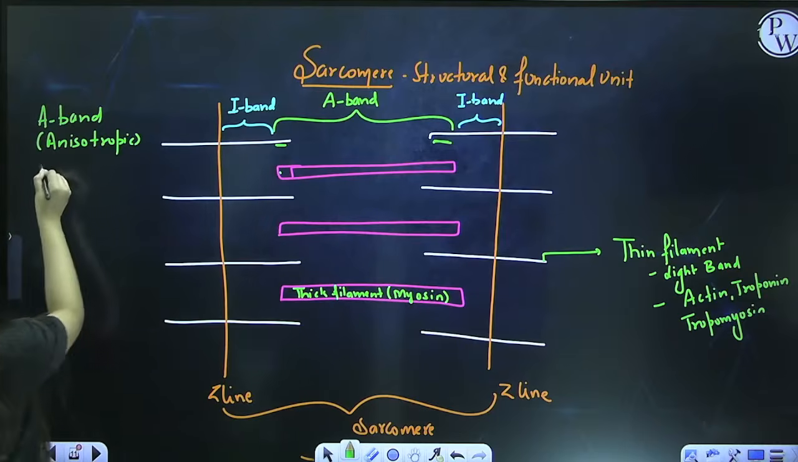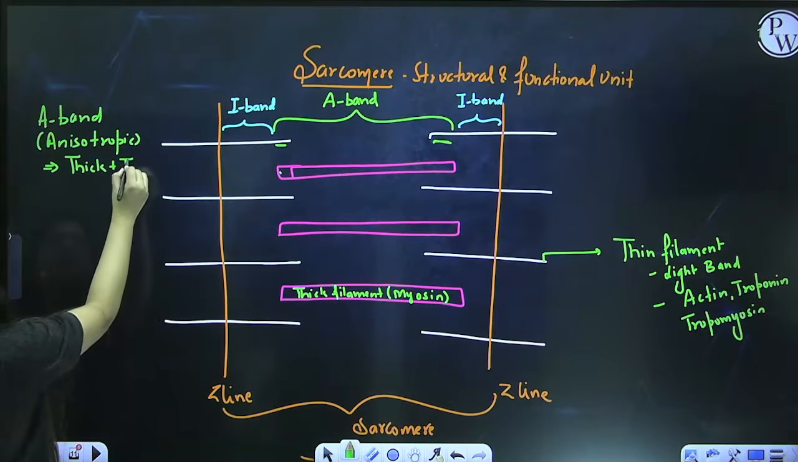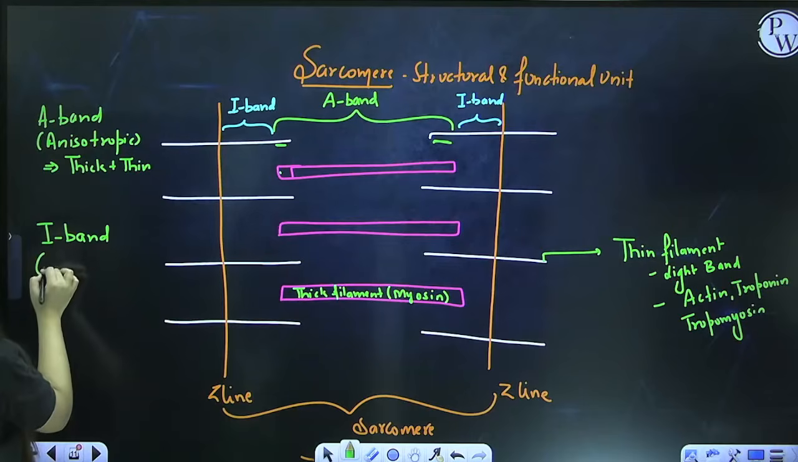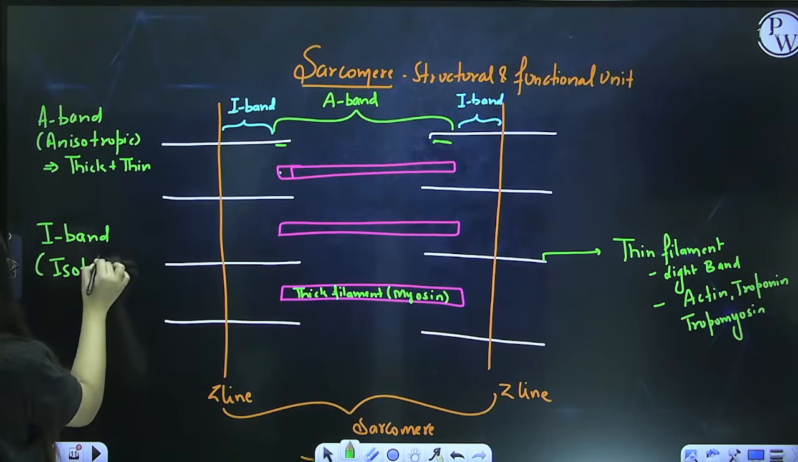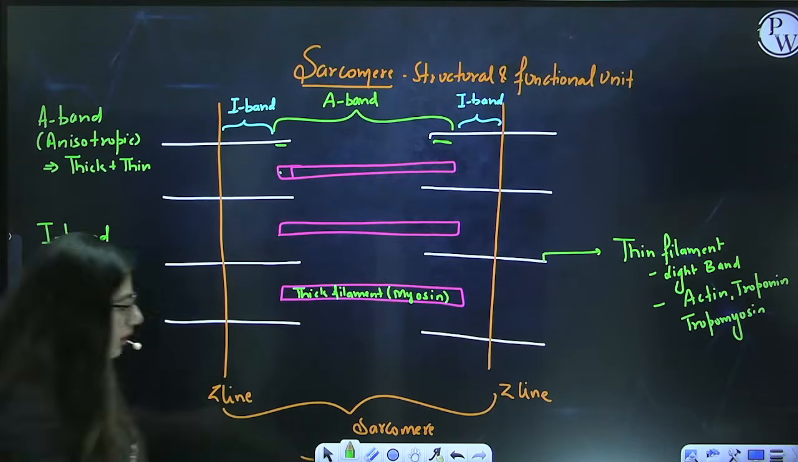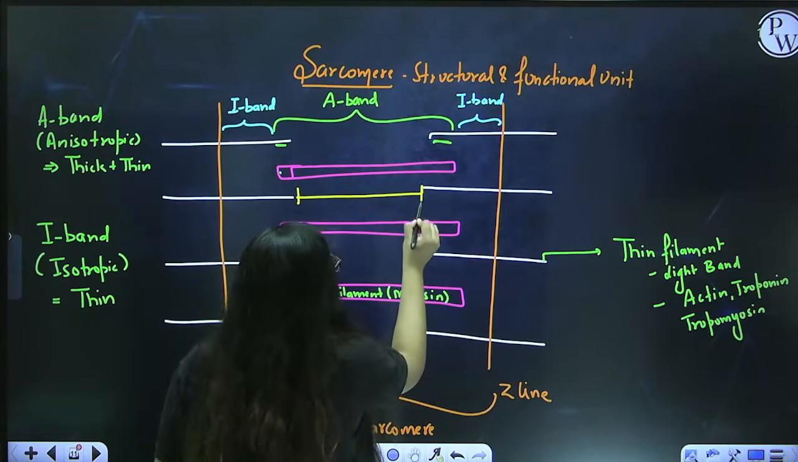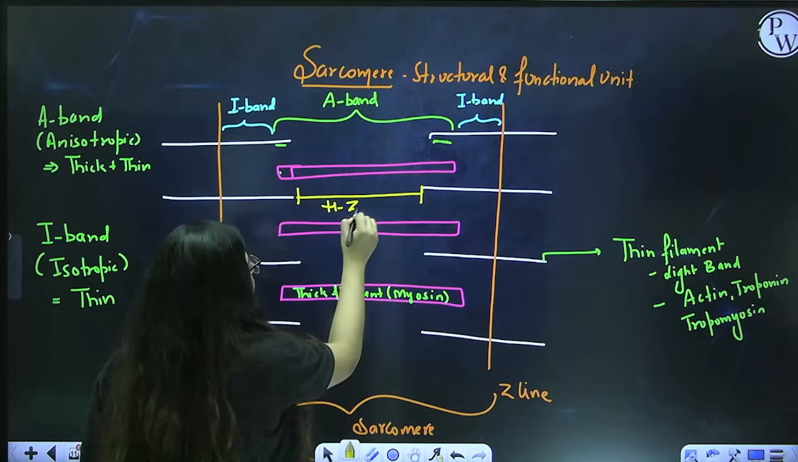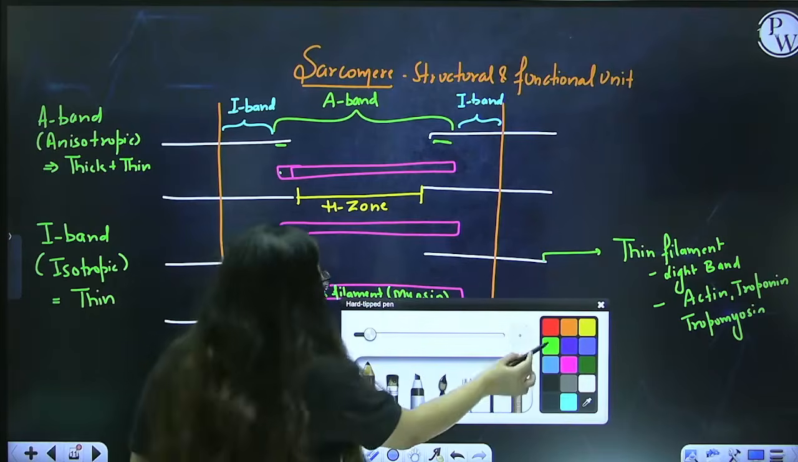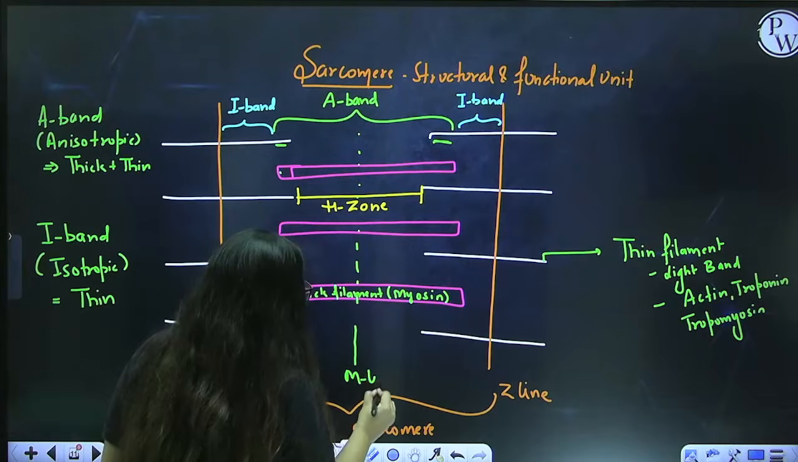In the anisotropic or A band, it is made up of both thick and thin filament, whereas the I band is the isotropic band, and this band only contains thin filament. Now there is a space present between two thin filaments. You call it the H zone. The H zone is also bisected by some proteins, and that line is known as the M line.